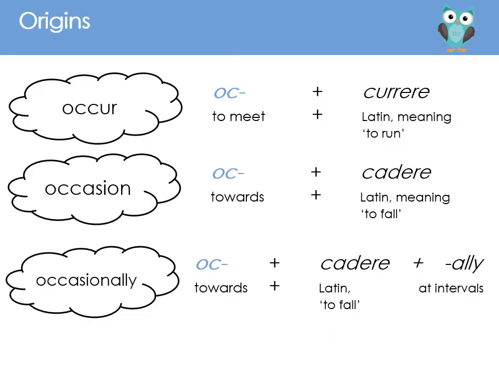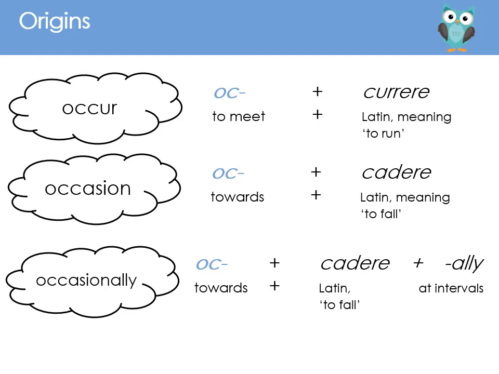Now, as I said, occasion is one of our focus words for this week, and I thought it'd be fun to just unpick where that word originates from. So the word occasion, which starts with the prefix oc, and in this it means towards, and the latter part of the word is Latin meaning to fall.